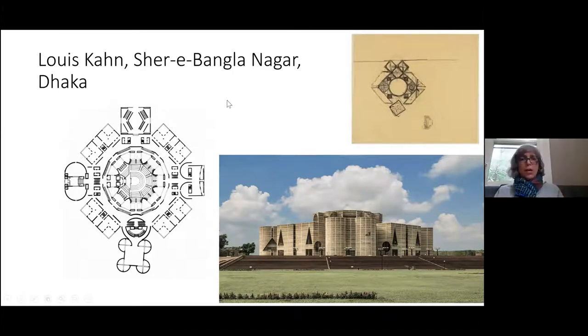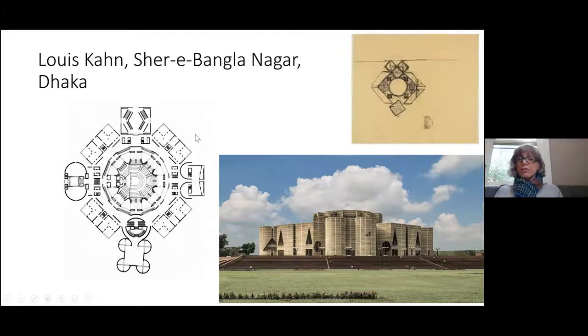So he ends up coming up with this skewed axis as a solution to differentiate the mosque, which is this area right here and right over here, from the governmental building around it. And in fact, in lectures, Kahn said, you see that skew in the axis? I put this building this way just so I could crank that axis in the opposite direction.